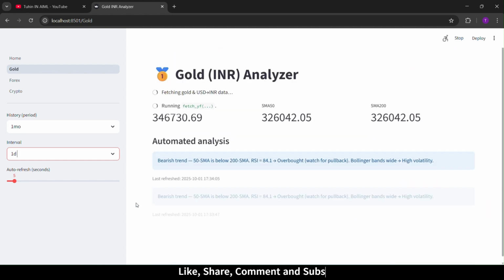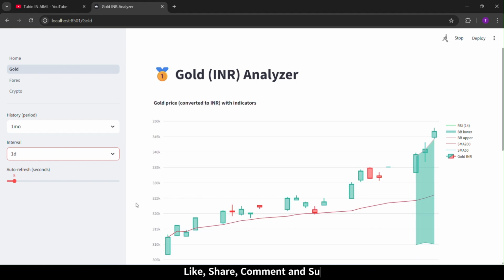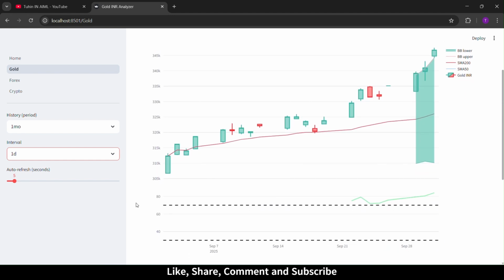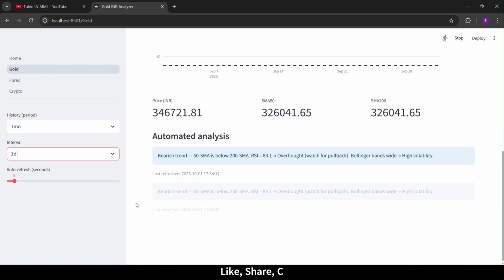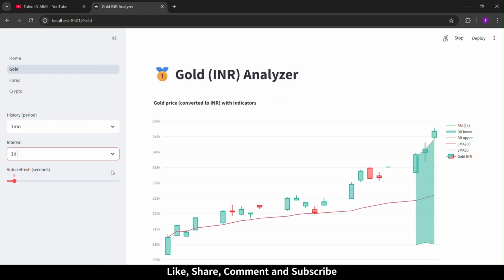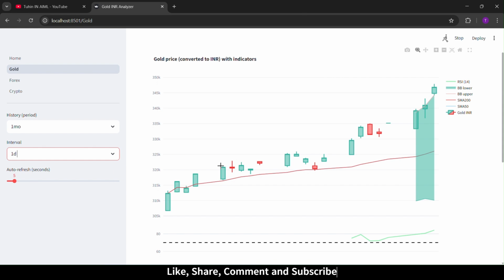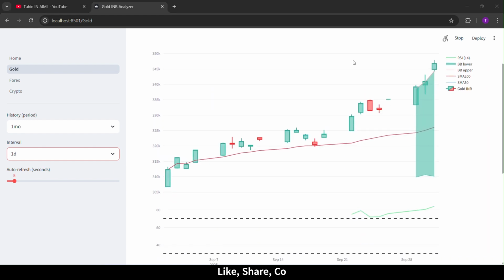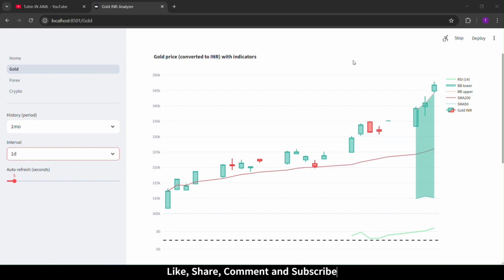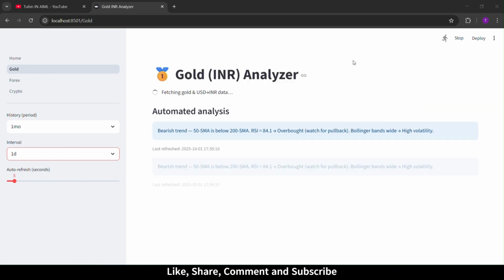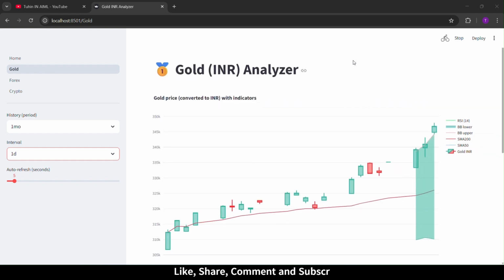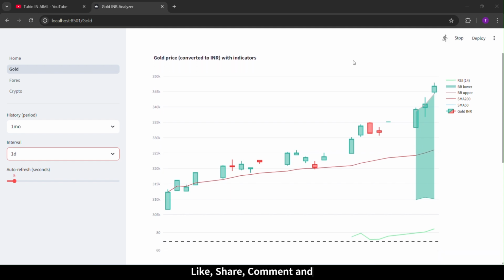Below the chart, we have quick metrics showing the latest price and the indicator values, and an automated analysis section that gives you instant insights based on the current market condition. Now for the financial heart of the app: the technical indicators overlaid on our interactive candlestick chart. Moving averages, SMA. You can see the SMA 50 and SMA 200 lines that are the trend-following tools. The 50 period average shows the mid-term trend, while the 200 period average indicates the long-term trend.